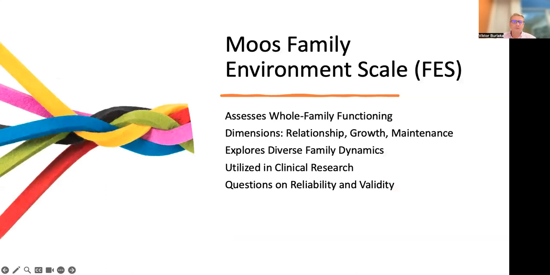The Moos Family Environment Scale, FES, is a self-report measure that assesses dynamic functionalities of family environments. It explores key dimensions, including relationship, personal growth, and system maintenance, and provides a comprehensive lens through which family operations, expressed feelings, personal growth, encouragement, and organizational structures are observed and evaluated. The measure is widely used in both clinical practice and research. However, a number of psychometric studies were unable to provide evidence that would support its reliability and validity.